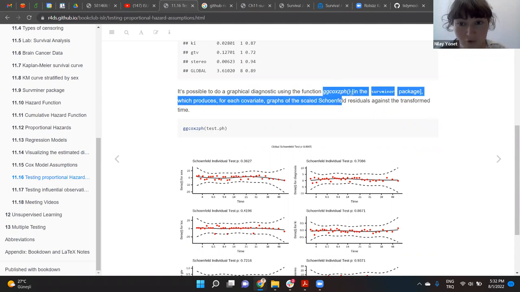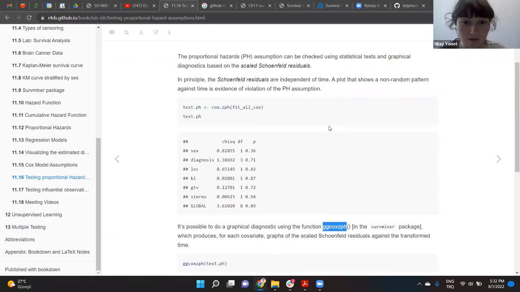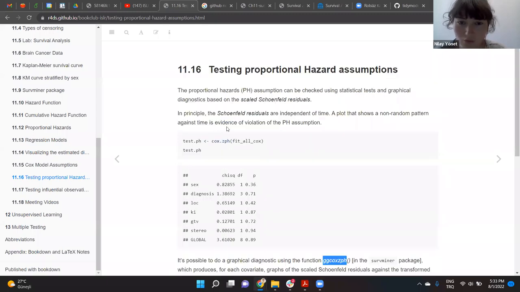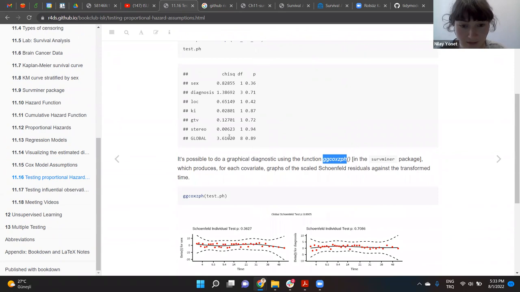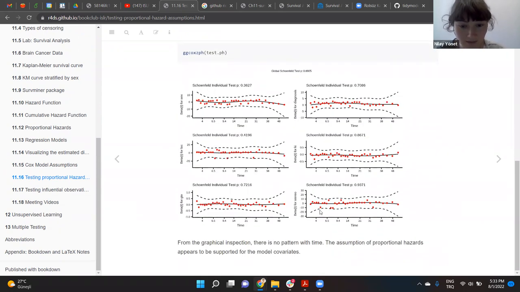Again, we have a function from the survminer package, ggcoxzph. I don't know what the name stands for here, but it tests proportional hazards. Here we have time on the x-axis and beta(t) for our different features, and we can say that there is no pattern with time. The middle line is generally around zero, so it is not going up or down as time passes. So the assumption of proportional hazards appears to be supported for the model covariates.